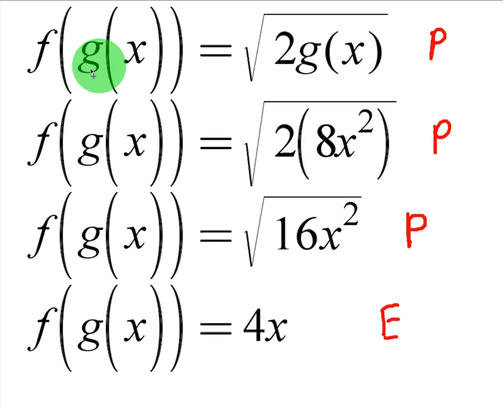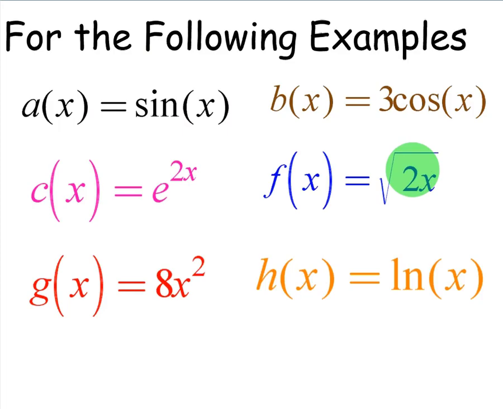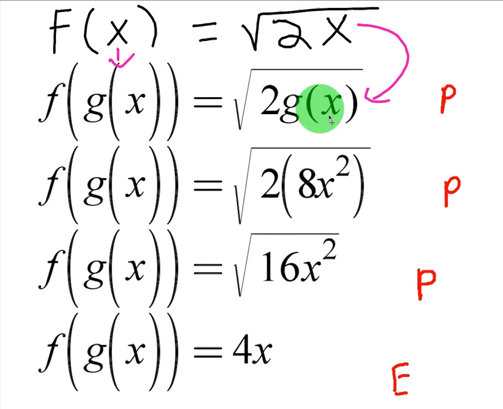Well, f of x is just square root of 2x. So wherever there's an x in f of x equals square root of 2x, I'm going to be replacing that with g of x because I'm trying to figure out f of g of x. So that's exactly what that means. And then now we can look and see that g of x is equal to 8x squared. So now we're going to replace g of x, and again I should use more arrows, I know. g of x is equal to 8x squared. We're going to replace that, and then we can just simplify using algebra.